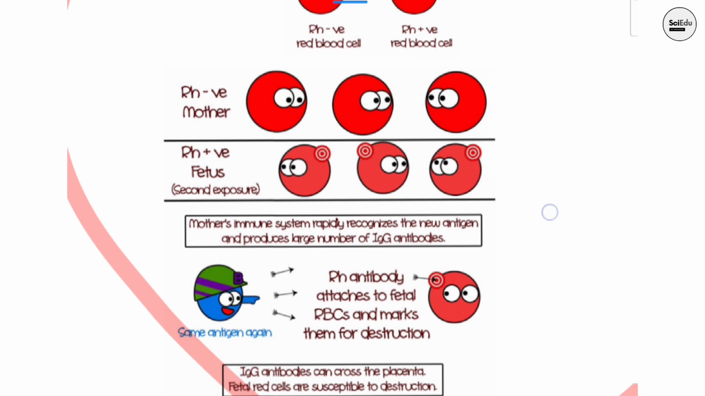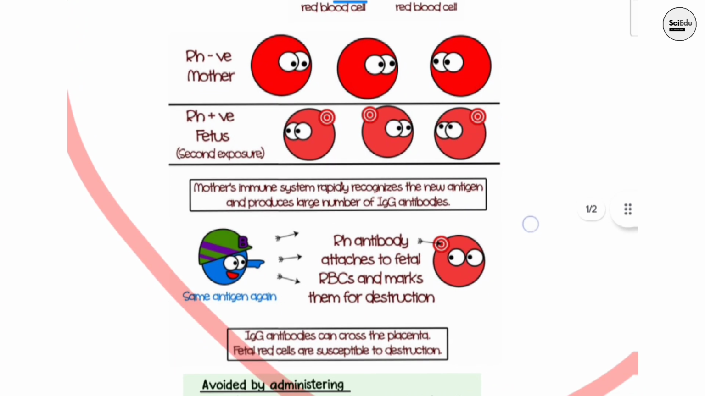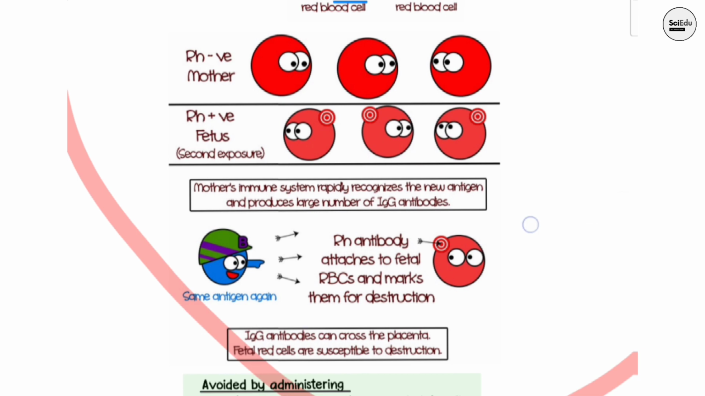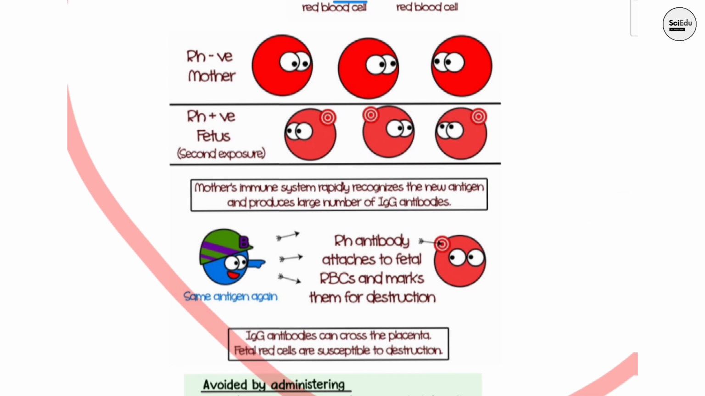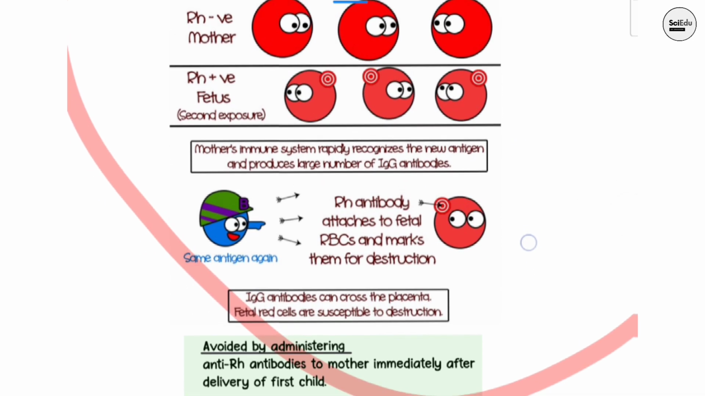In such cases, the mother starts preparing antibodies against RH antigen in her blood. In case of her subsequent pregnancies, the RH antibodies from the mother, RH-ve, can leak into the blood of the fetus, RH+ve, and destroy the fetal RBCs. This could be fatal to the fetus or could cause severe anemia and jaundice to the baby. This condition is called erythroblastosis fetalis. This can be avoided by administering anti-RH antibodies to the mother immediately after the delivery of the first child.